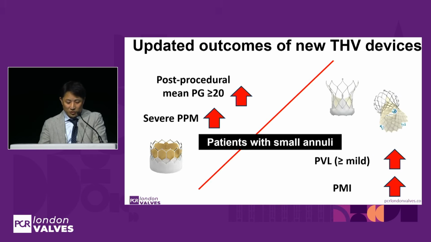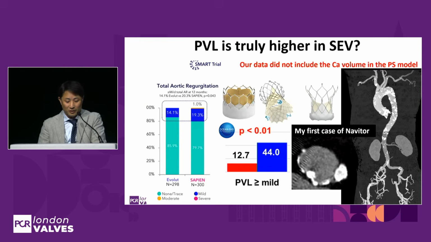So the conclusion is updated outcomes of the latest generation THV valves. The better hemodynamics can be achieved if we choose a self-expandable valve series. But the trade-off is higher rates of PVL and PMI. But PVL is truly higher in the self-expandable valve. We need to consider again. So the RCT clearly shows there is no significant difference in terms of the rates of PVL mild.